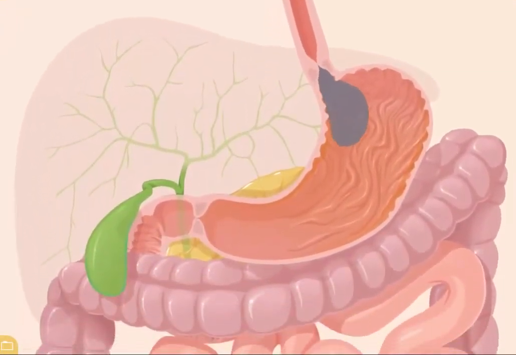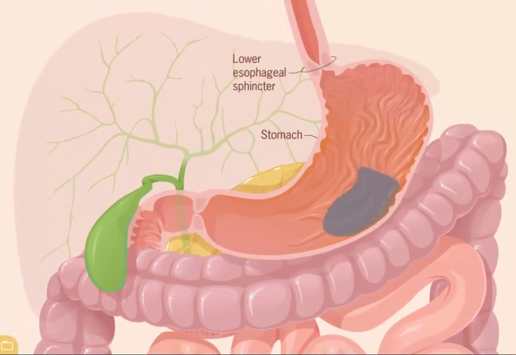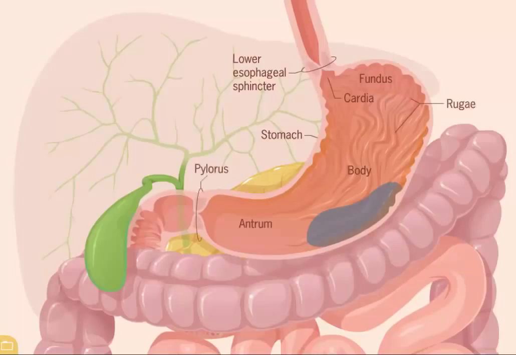The bolus passes into the stomach through the lower esophageal sphincter. This sphincter normally remains closed, preventing reflux of the stomach contents. The stomach is divided into anatomical regions: the cardia, fundus, body, and antrum. The muscular outlet of the stomach is called the pylorus. The surface of the lumen is covered in folds called rugae.